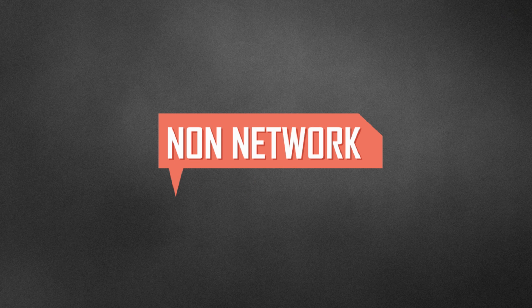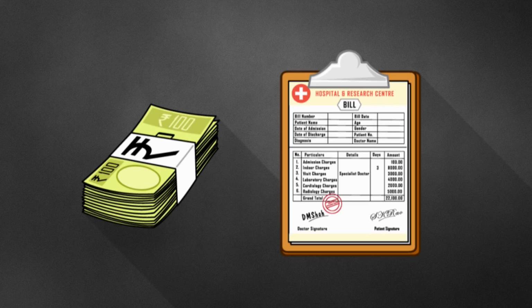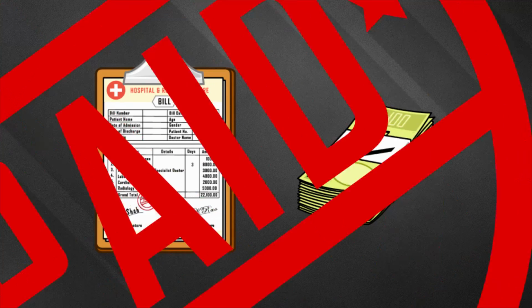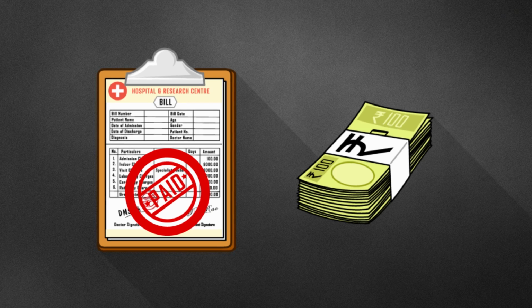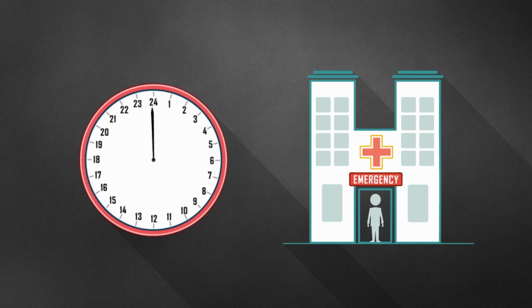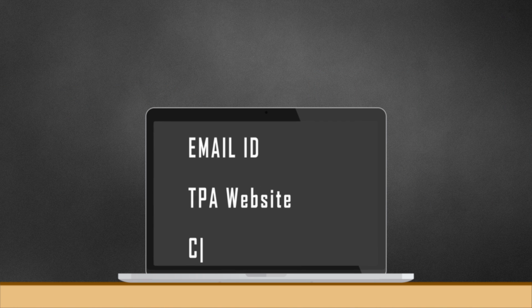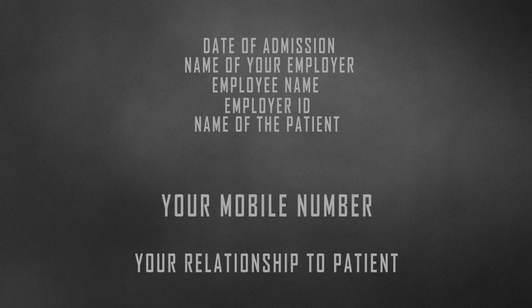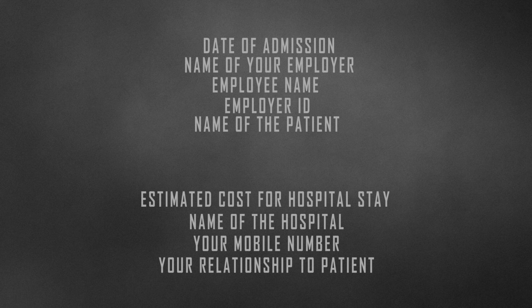If it's a hospital that is not on the TPA network, you must pay all your bills before seeking reimbursement as per your coverage. It is imperative you intimate the claim to the TPA within 24 hours of admission in the case of an emergency. You may contact the TPA through one of these three methods. While intimating the TPA, please ensure you provide all the required information.